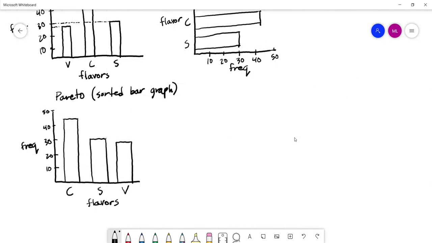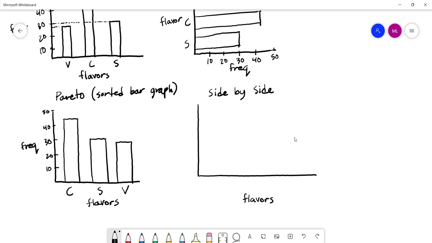The last one I'll mention is what's often referred to as a side-by-side bar graph. And these graphs allow us to display even more data than a normal bar graph. So it would look similar to the original bar graph. I'm going to give myself a little more room because now I'll have my flavors down here. I'll have my frequency over here. But maybe our data is a little bit different. Maybe we have more data that we collected.